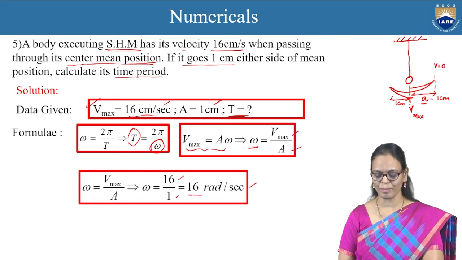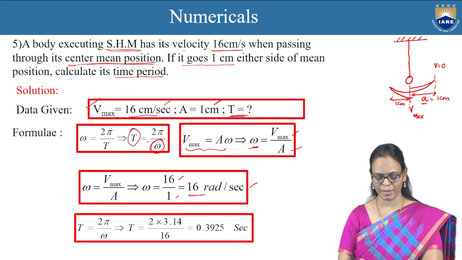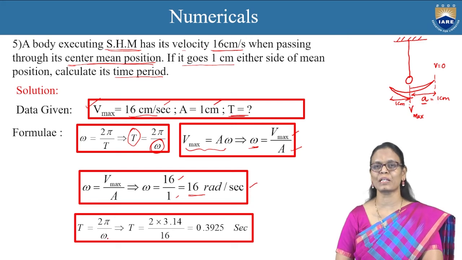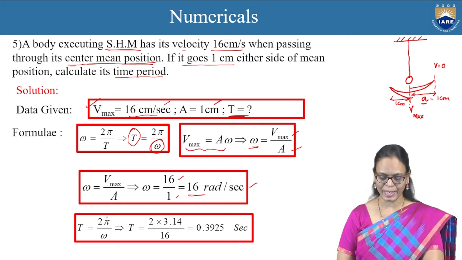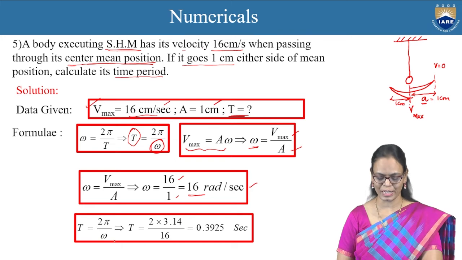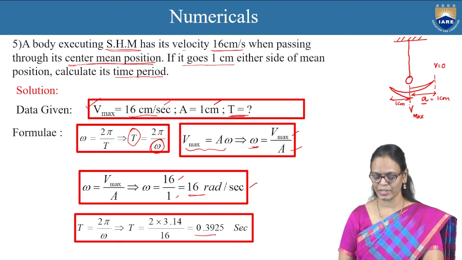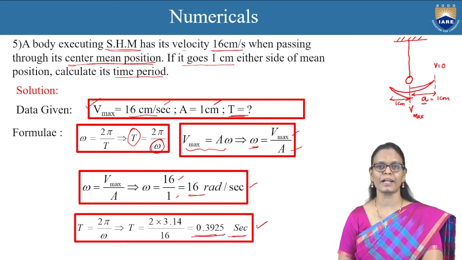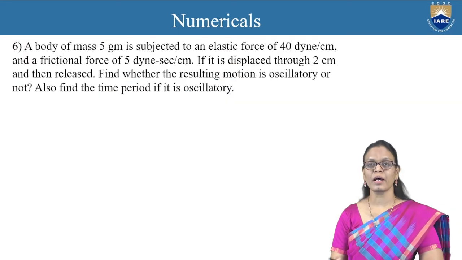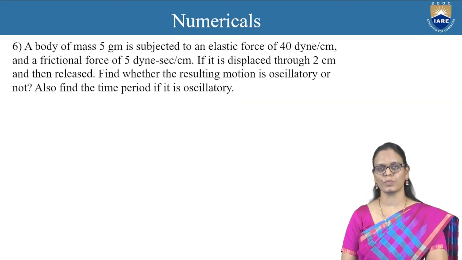Once we get omega, we can easily calculate the time period. Time period T is equal to 2 pi by omega. Pi is 3.14 and omega we got is 16. So 2 into 3.14 by 16, that is 0.3925 seconds. So the time period, meaning the time taken for one complete vibration, is 0.3925 seconds.